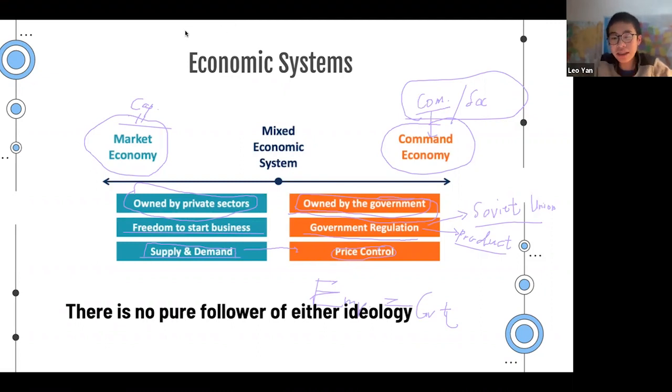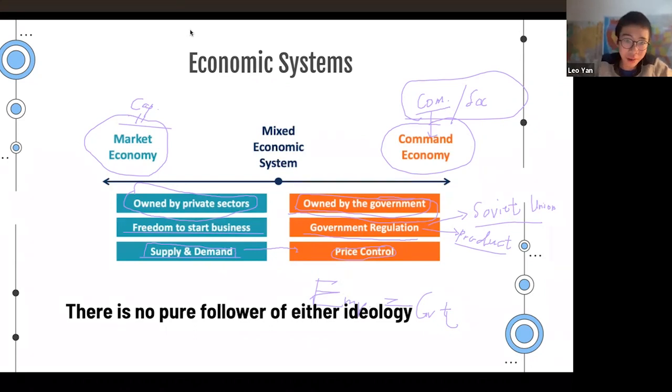But the next one is, there's actually a huge misconception in terms of economic systems. There is no pure follower of either ideology, which means that if you hear people say that country is communist, that country is socialist, they're actually making a mistake, because no countries are communist or socialist. There isn't a single country that's 100% communist, and there isn't a single country that's 100% capitalist. Meaning there isn't a single country that follows the exact principles of capitalism 100% for every single industry, and there also isn't a single country that follows communism in its every single doctrine.